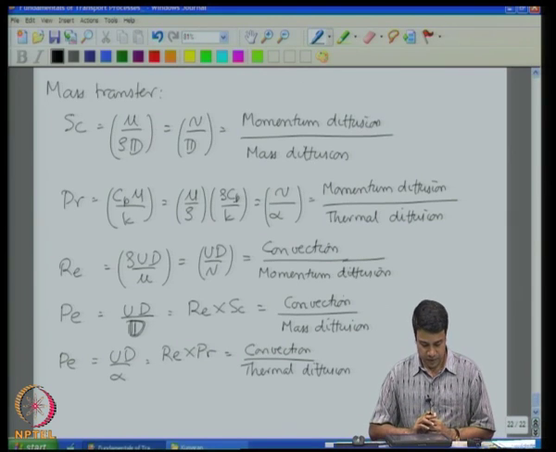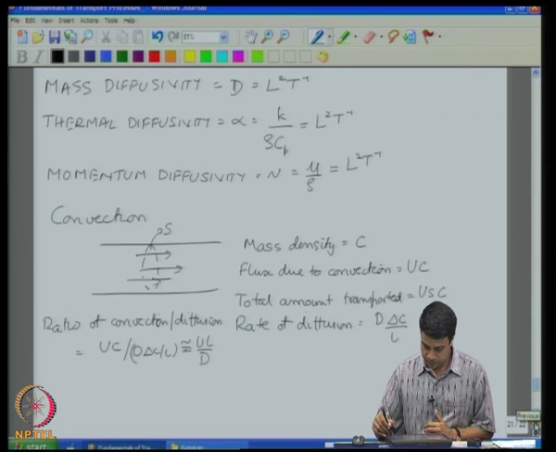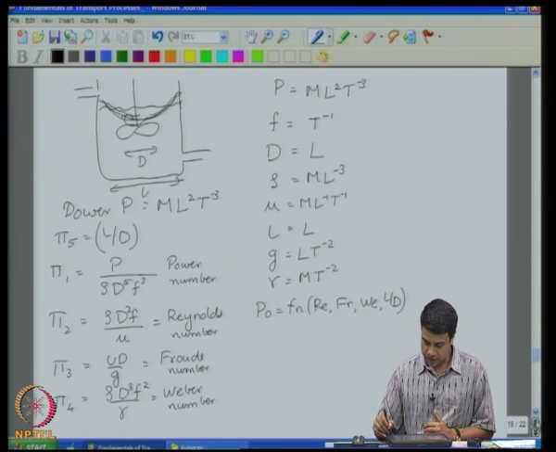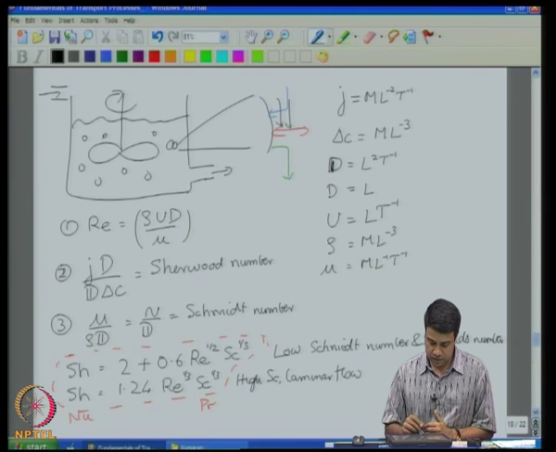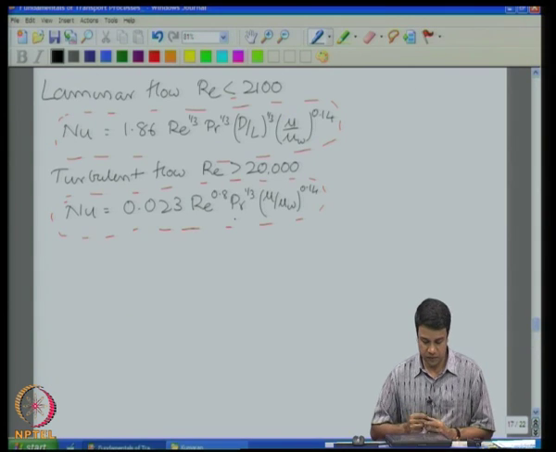So, the fundamental numbers can be written in this way as either a ratio of convection and diffusion or a ratio of two diffusion coefficients. All of the numbers on the right hand side that I had got here, the Reynolds number, the Schmidt number for mass transfer as well as the Prandtl number for heat transfer can all be written as the ratios of convection and diffusion or the ratios of two diffusivities.